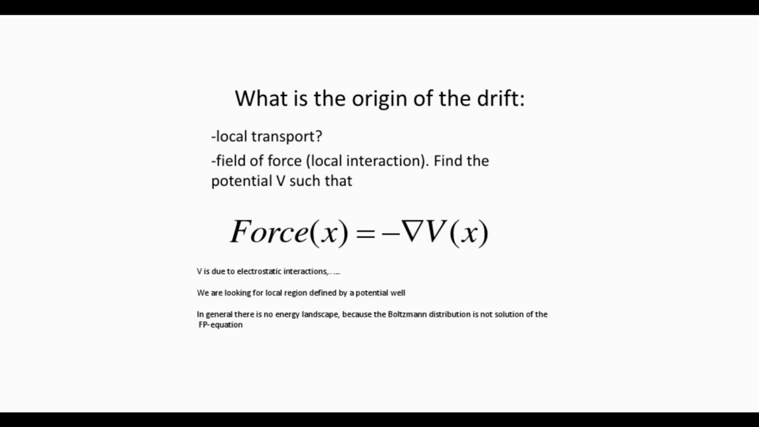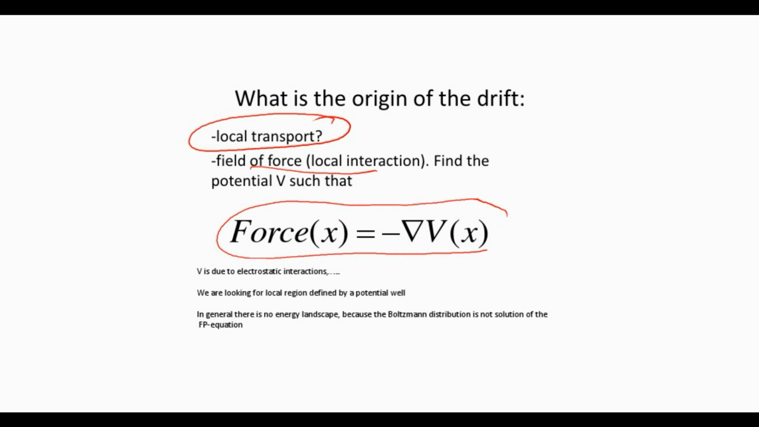So what does it mean? It can be due to local transport or a field of force. In that case, it is possible that the force is derived from a potential well. The potential well can be due to electrostatic interaction, although this would mean very short range, or mechanical interaction for longer range.